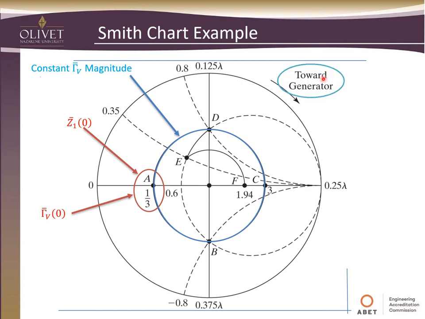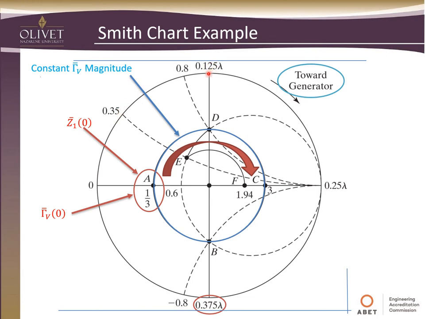So we note over here that moving clockwise around this circle, any circle in here, is representative of moving towards the generator. And so that means we'll move on this circle here, the constant reflection coefficient, around the circle there. If you look at a Smith chart, the one I'll put on the website, you'll notice that there are tick marks all the way around, and they're in terms of lambdas. And so this is zero lambda, or the discontinuity point.